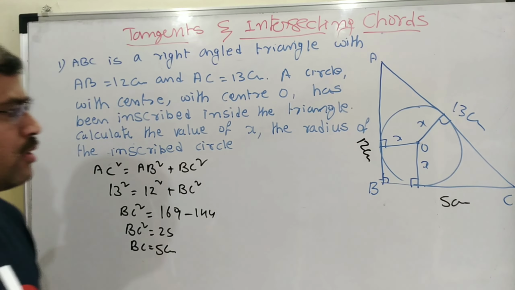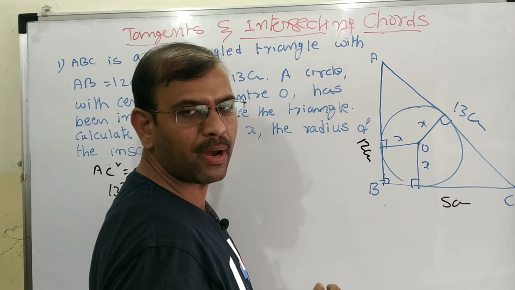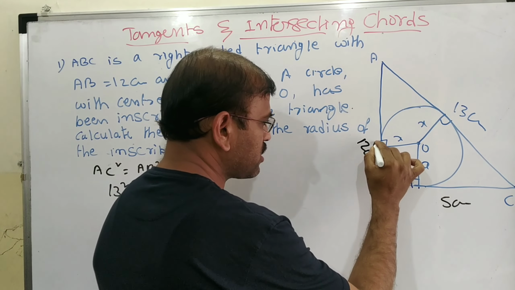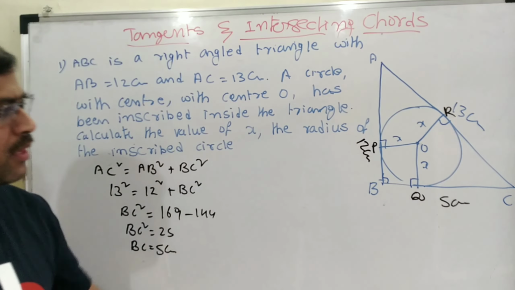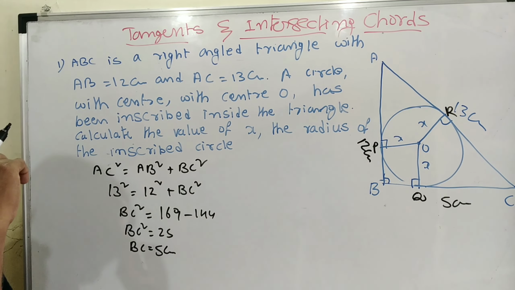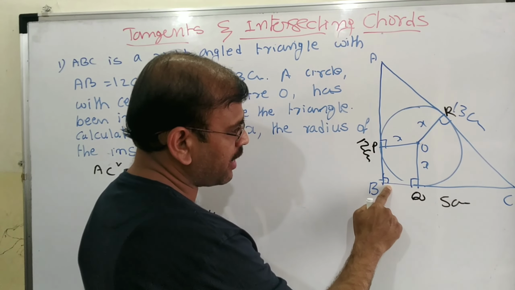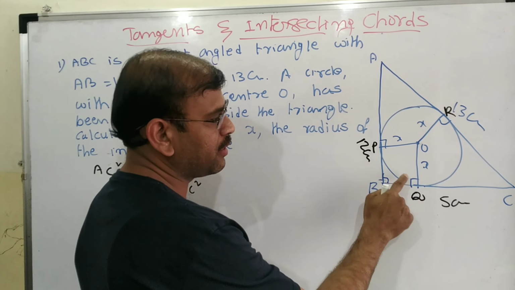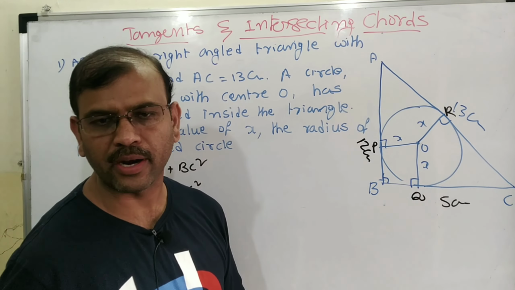Now what I am going to do, I will give names to the points where the perpendicular is drawn. I have given the names P, Q, R. If you look at the diagram carefully, here it is forming 90 degrees, here also, and here also. So in 3 places it is forming 90 degrees.